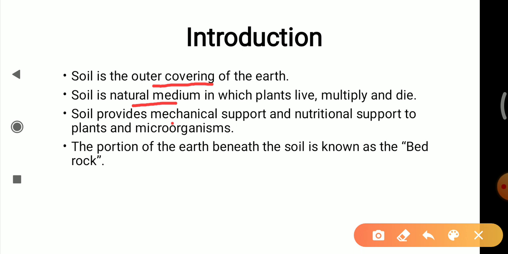Soil provides mechanical support and nutrients both. It provides the mechanical support and nutrients for plants and microorganisms. The portion of earth beneath the soil is known as bedrock.